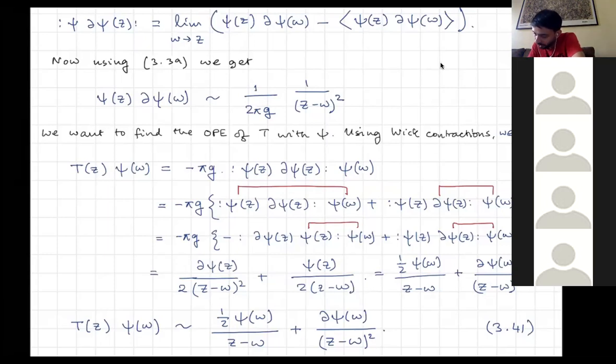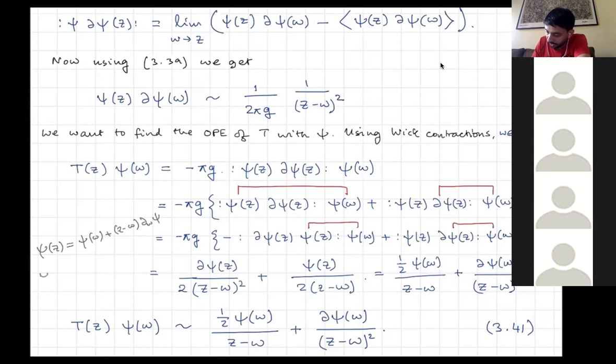There is a factor of 2 which I don't like. Yeah, okay, no, that is fine. As you see, these two are of the same sign. So what you do is write psi of z as psi of omega plus z minus omega del omega of psi, and you put that in. If you plug it in here, you get another piece.